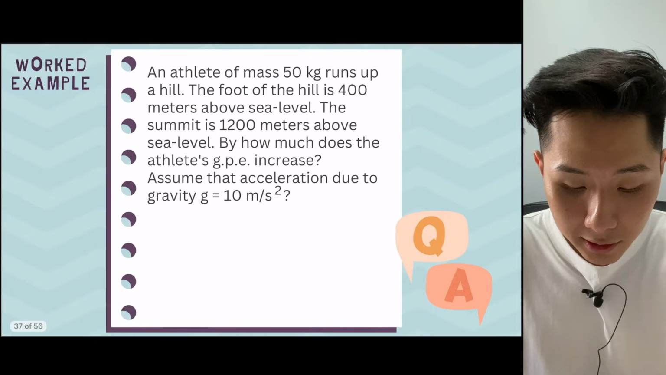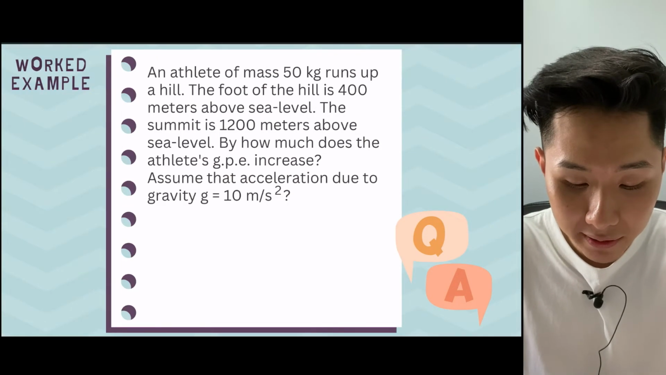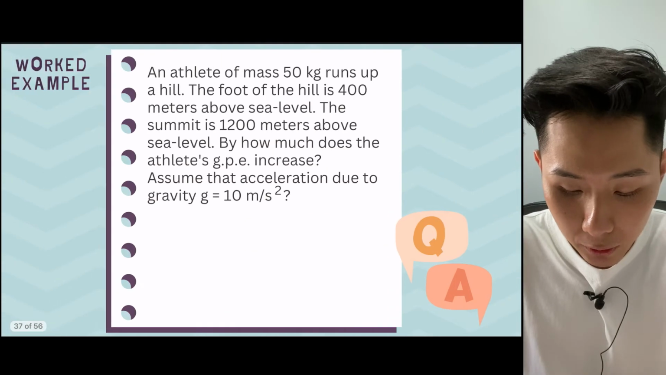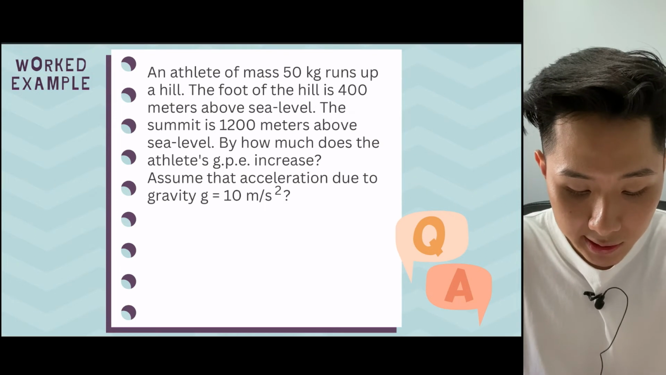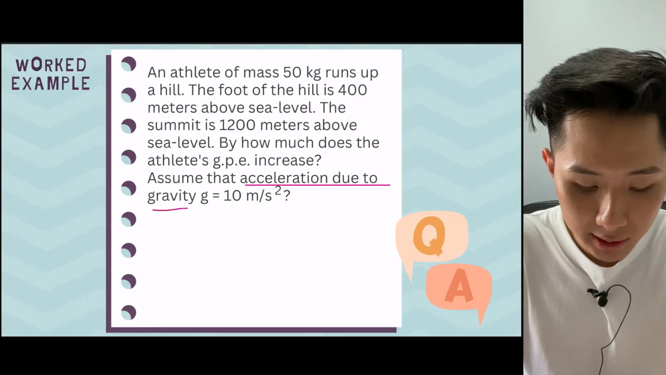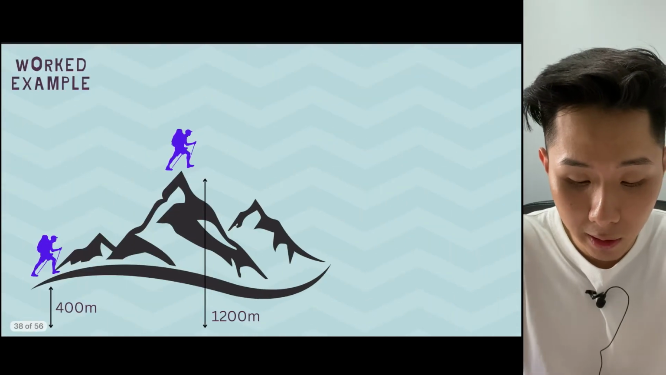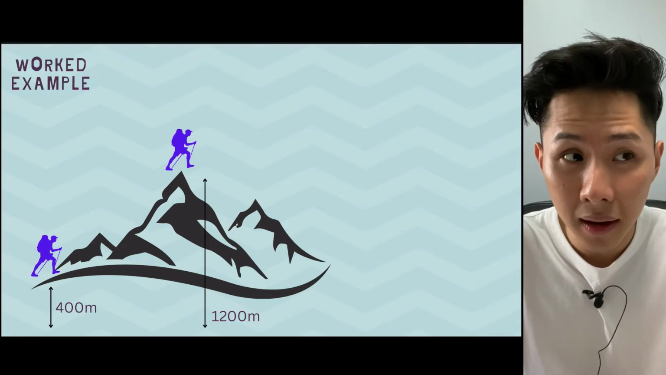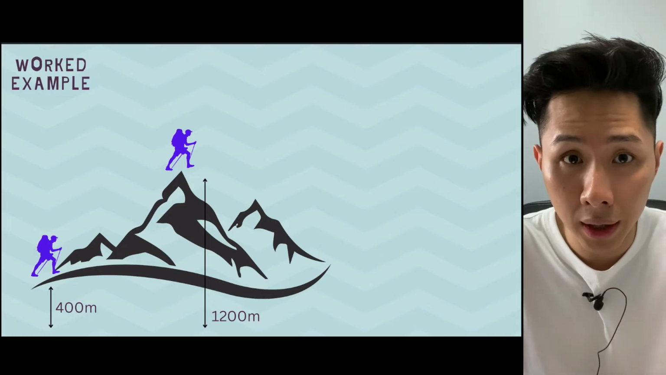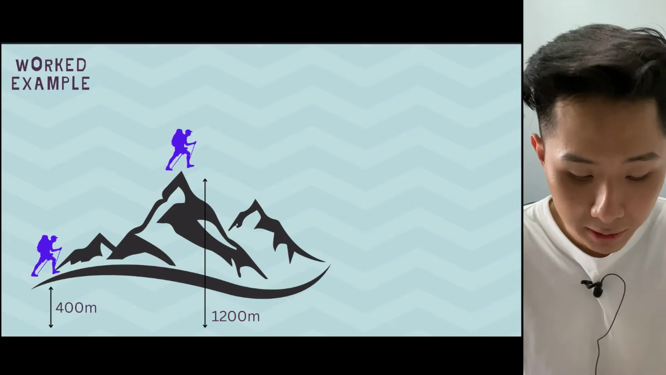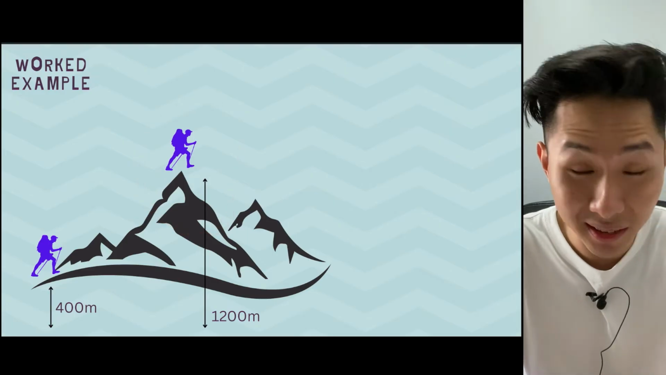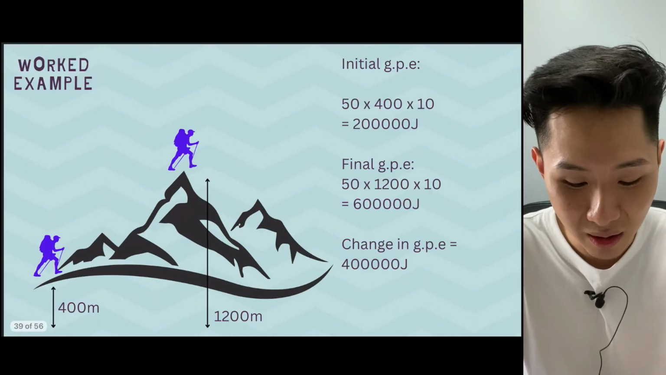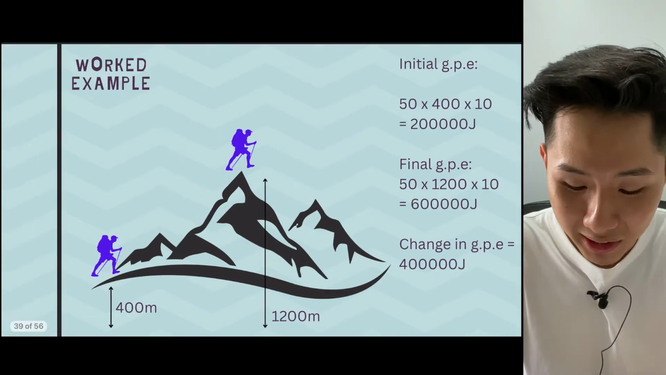All right. So let's look at an example. An athlete of mass 50 kilograms runs up a hill. The foot of the hill is 400 meters, and the summit is 1,200 meters. By how much does the athlete's G.P.E increase? Assume that the acceleration due to gravity is 10 meters per second squared. So here I have an illustration. It's important to draw this diagram in your exam because sometimes it's very hard to picture what's happening. Initially the hiker is over here and then he moves up. I know it's not a really realistic diagram, but it does the job, right? So that's how we solve it.